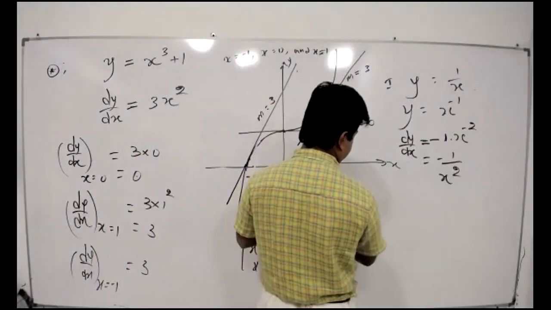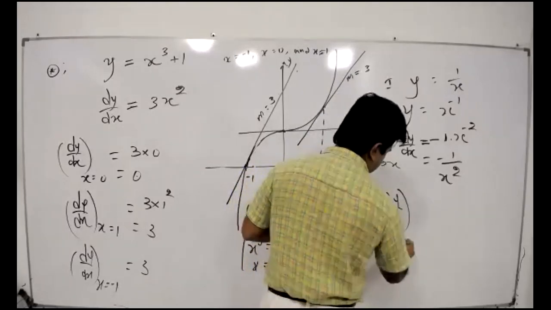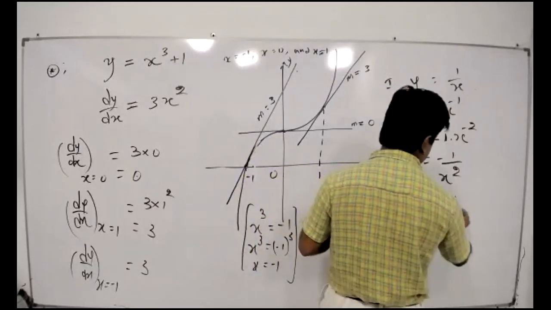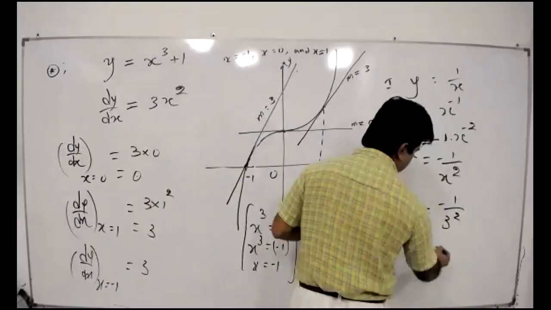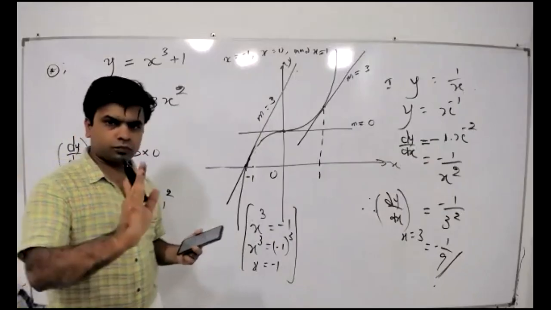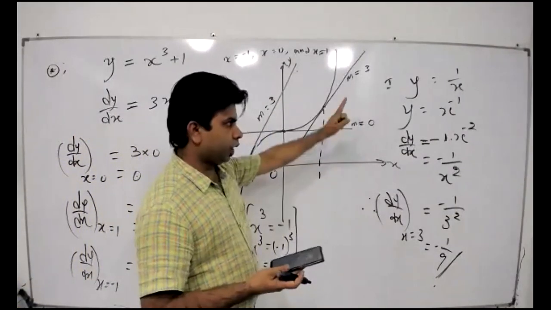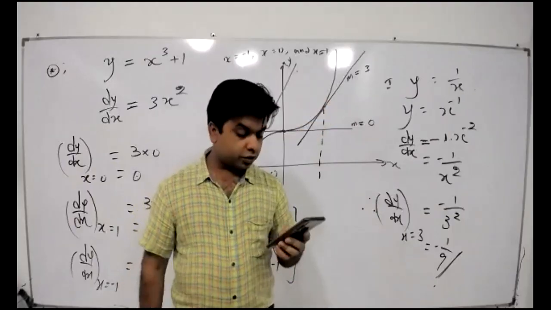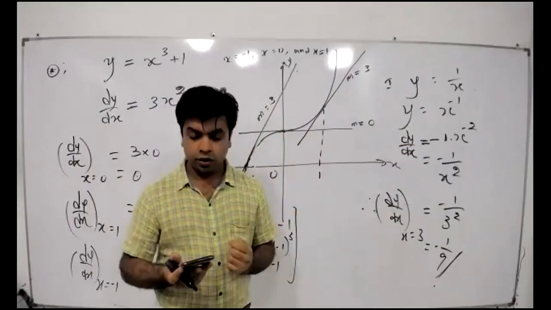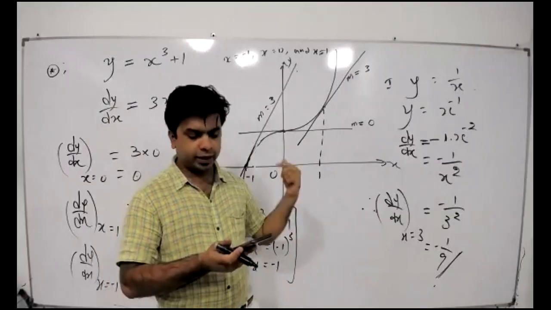Therefore, dy by dx at x equals 3 means minus 1 over 3 squared, so minus 1 over 9. This is the gradient. Did you get the mechanism? It's a very simple question. You are given the function, you want to find the gradient function, and then you substitute the x value given. Then you can take the exact gradient at that x value.